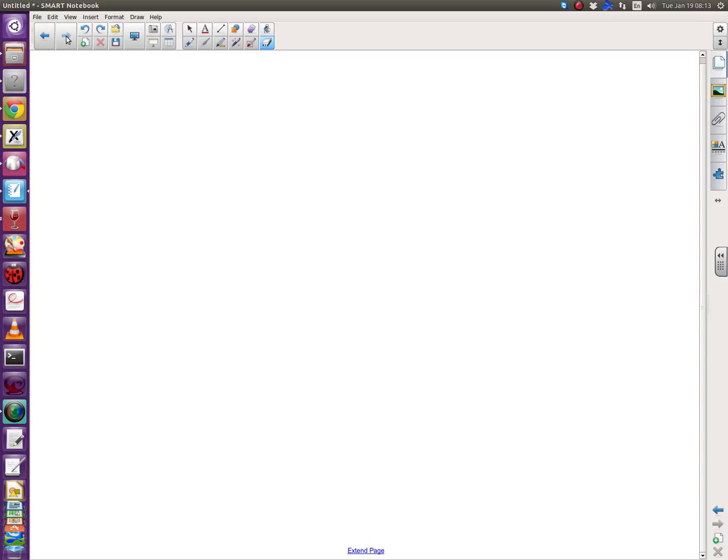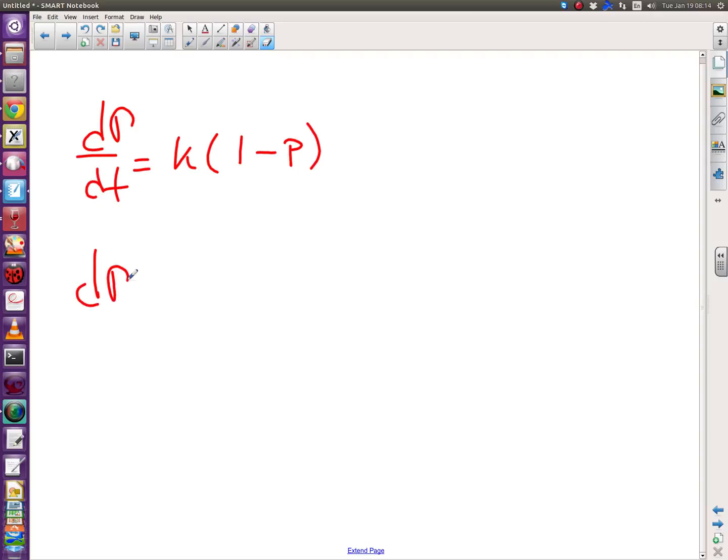You might also see this. The dP/dt is directly proportional to, let me think about this, P times 1 minus P, let's say, or negative 1 minus P, something like that. Now, think of it. When is the growth rate 0? On this one, on the top. When P is 1.